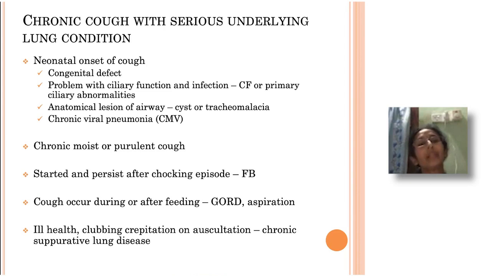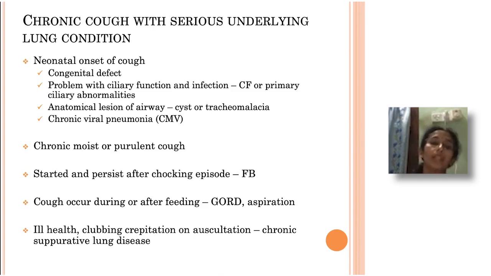When a child presents with chronic cough, serious lung pathology should be considered when the cough originates from the neonatal onset. If a child has this cough from the neonatal onset, we have to think about congenital defects or problems with ciliary function and infections like cystic fibrosis or primary ciliary abnormalities, anatomical lesions of the airway like cysts or tracheomalacia, or chronic viral pneumonia like cytomegalovirus infection.